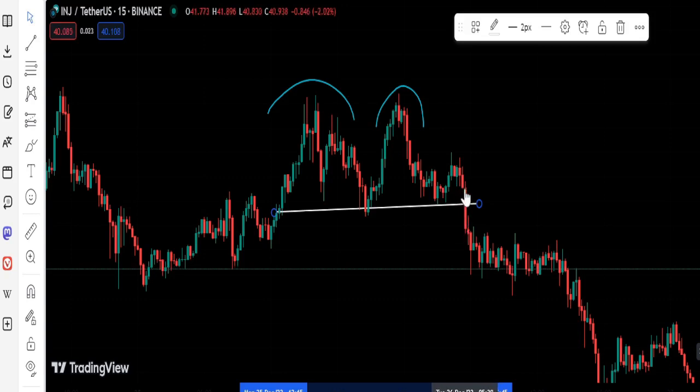Now you can either enter this trade on the breakout of this neckline or on the retracement. So let's say we enter this trade here. Now the problem with entering this trade on the breakout is that this candle could easily move back upwards into this pattern, right? So the safest place to enter is the retracement. Let's say we enter this trade here. Where do we place our stop loss?